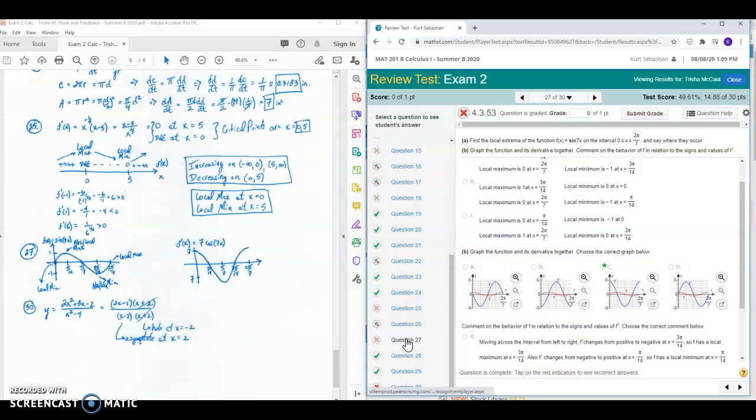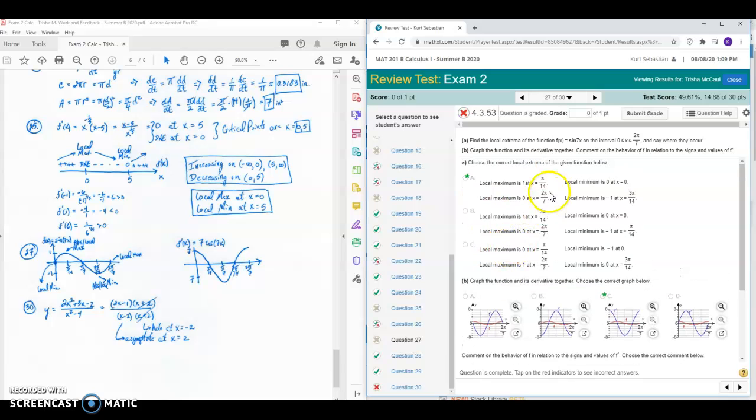27. Okay, here they give us f of x equals sine of 7x on the interval 0 to 2 pi over 7. We know that sine of x is 2 pi periodic. Every 2 pi, it repeats that sine wave. Well, sine of 7x would be 2 pi over 7 periodic. So from 0 to 2 pi over 7, we cover the whole sine of 7x function. This is half of 2 pi over 7, which is pi over 7. Half of that's pi over 14.